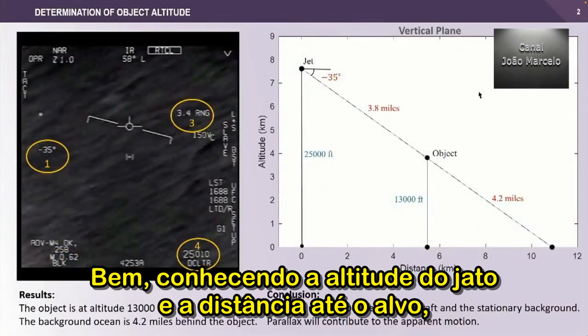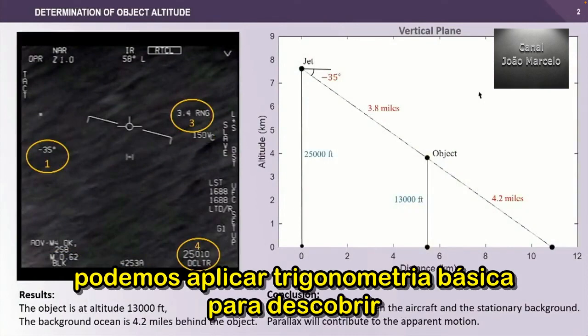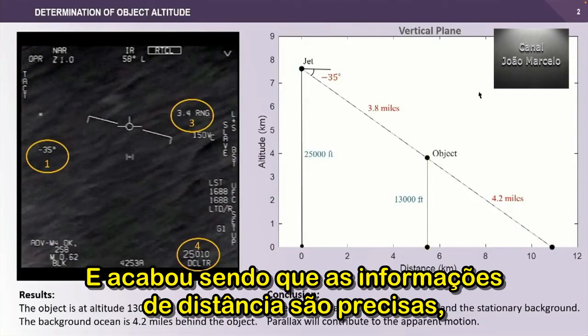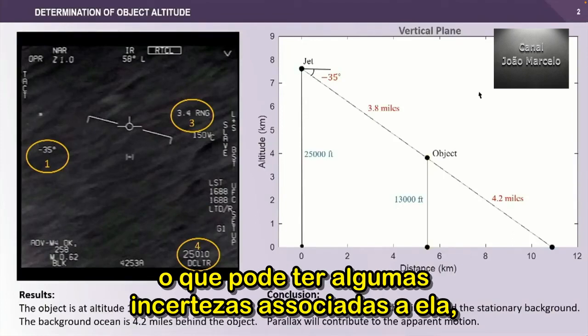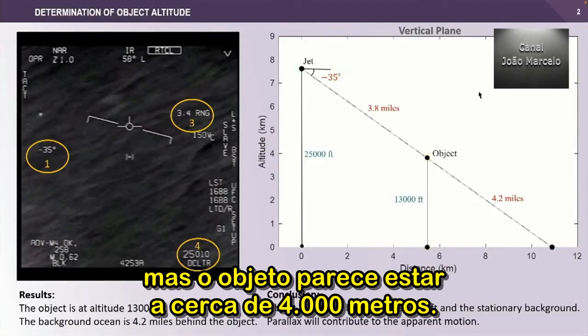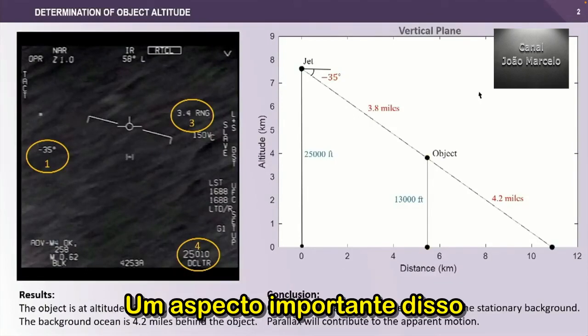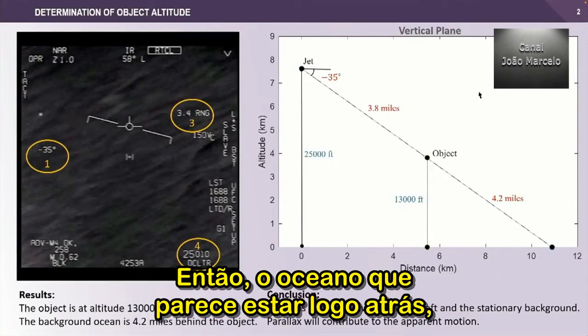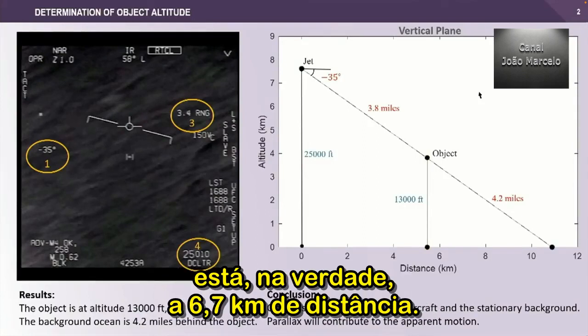So knowing the jet's altitude and the bearing to the target, we can apply basic trigonometry to figure out where that object is in altitude space. And it turns out to be, provided the range information is accurate, which can have some uncertainties associated with it, but the object appears to be at about 13,000 feet. An important aspect of this is that it's sort of midway between the jet and the ocean. The ocean that looks like it's right behind it is actually 4.2 miles away.